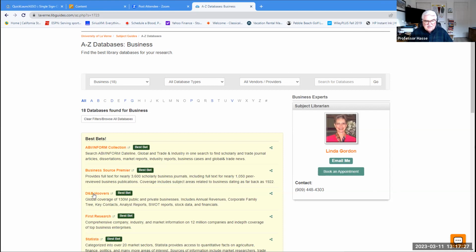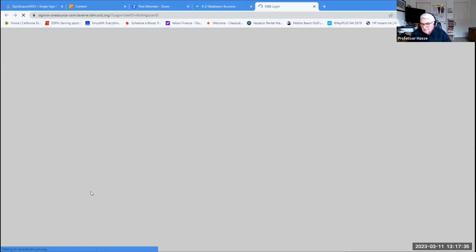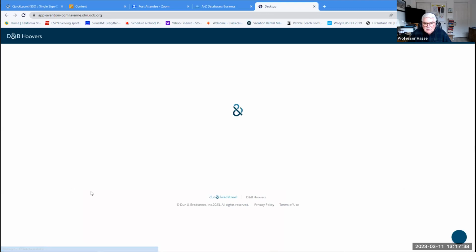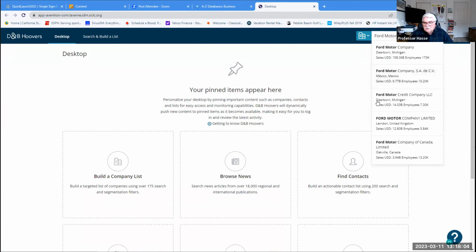So if you click on D&B Hoovers, if you're already logged in as a student, it'll come right up. In many cases they'll ask you to log in as a student, and you just use your email address and the password that you use in all your other areas. And you want to look in the top right corner and search for companies. So I'm going to search for a company that I have some interest in, Ford Motor Company. And up immediately will come a bunch of information about Ford.